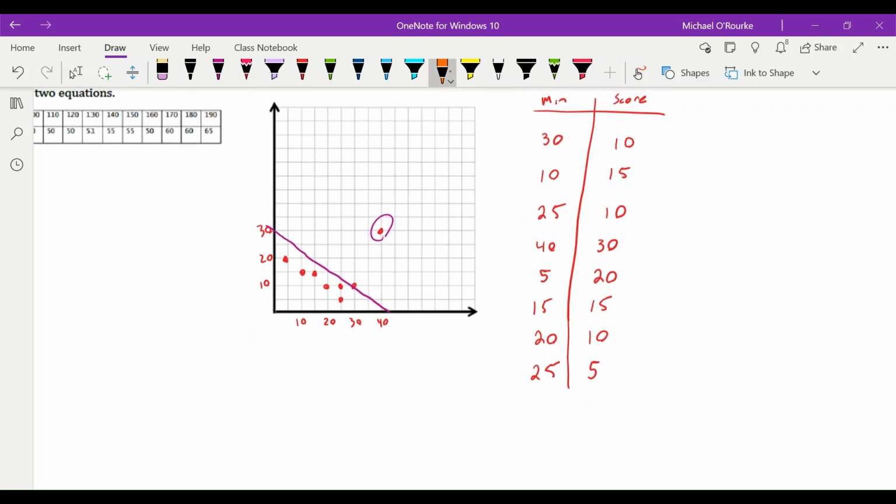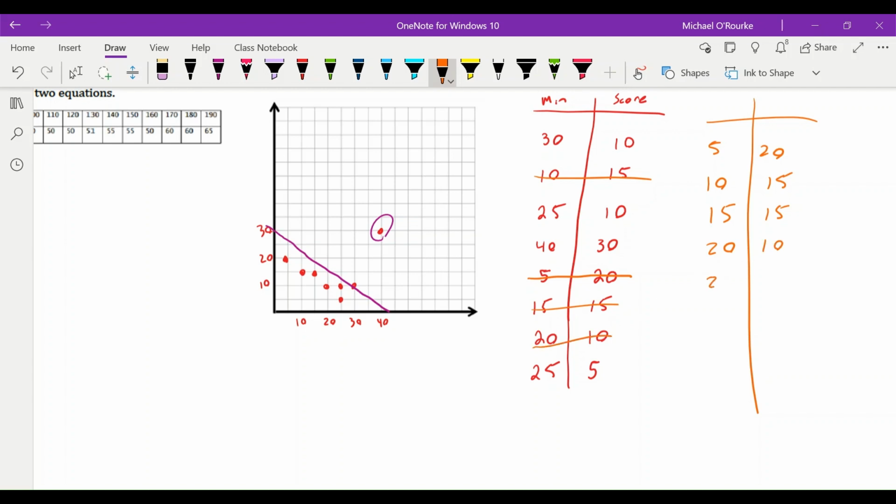Now what I'm going to do here is reorganize our data from small to big. So 5 and 20 are first. 10 and 15, 15 and 15, boom. 20 and 10, 20 and 10, 25 and 10, 25 and 5, and 30 and 10.